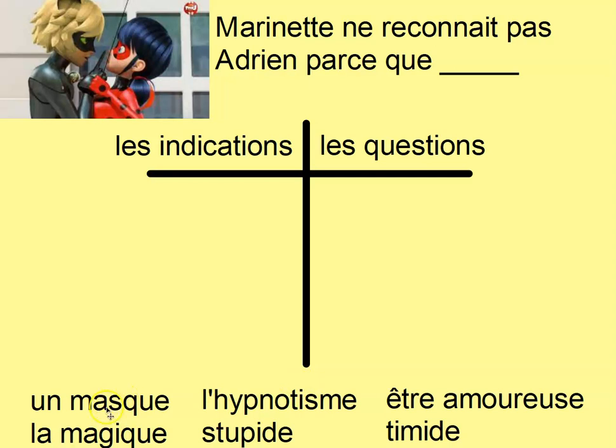So here's my word bank. Maybe they have masks on, maybe magic, that somebody's hypnotized. Maybe they're just stupid. My students always want to talk about how stupid they are. They're in love. And I did it from her point of view, so I did the feminine. Maybe they're shy, whatever. But it's the same T-chart, using the target language, sentence frame, and a word bank.